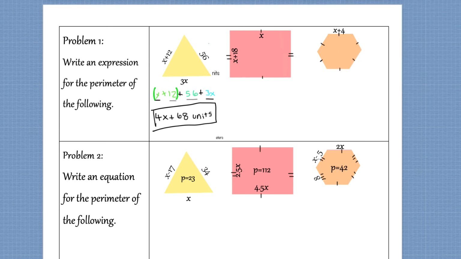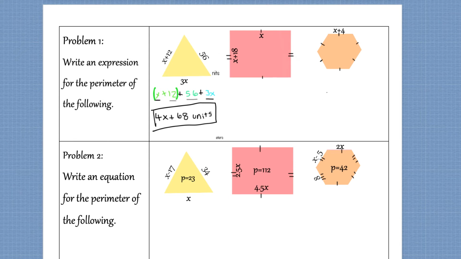Our next one is a rectangle. And in this rectangle, you can see that we only have 2 side lengths written. We have x and we have x plus 18 on the sides. And so we need to know what these other 2 sides are. If you notice, there are lines on this rectangle. These 2 sides have 1 line, and these 2 sides have 2 lines.